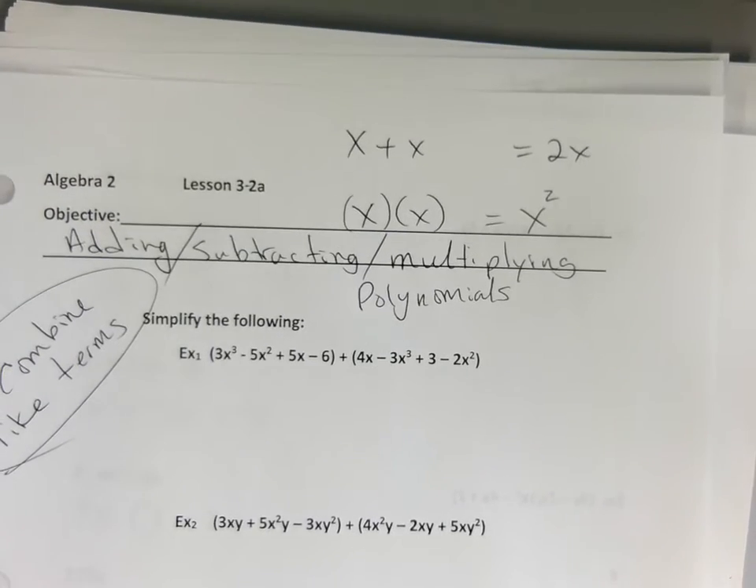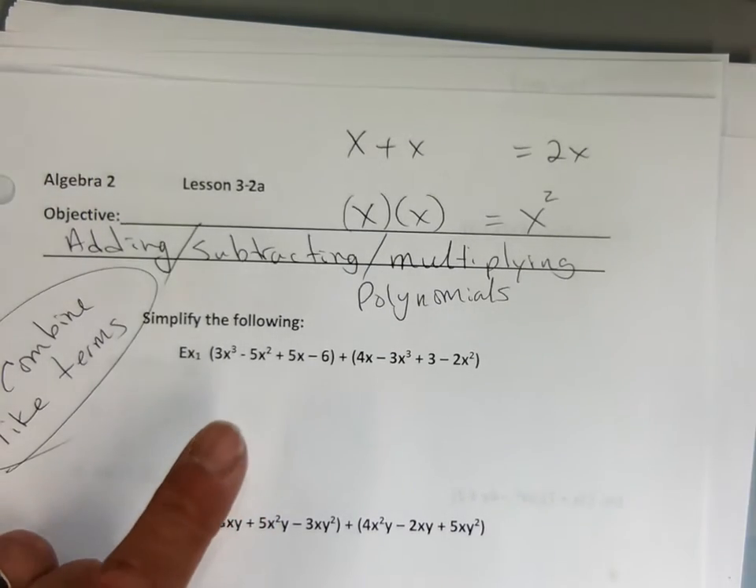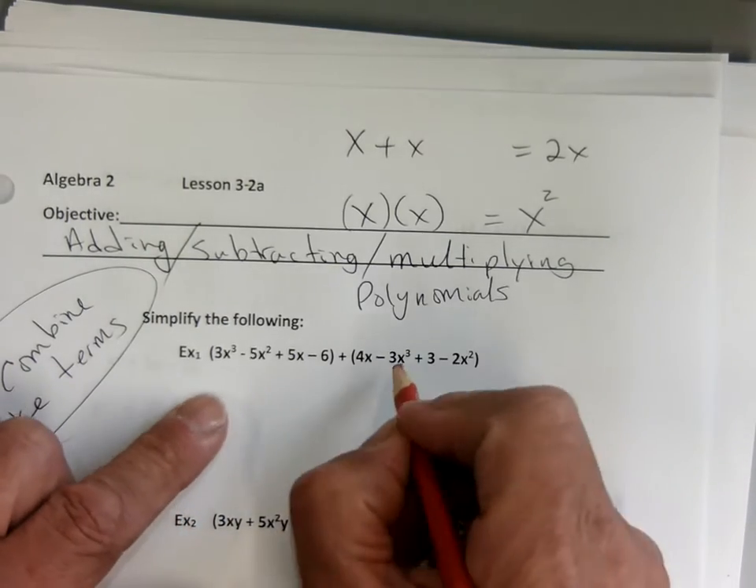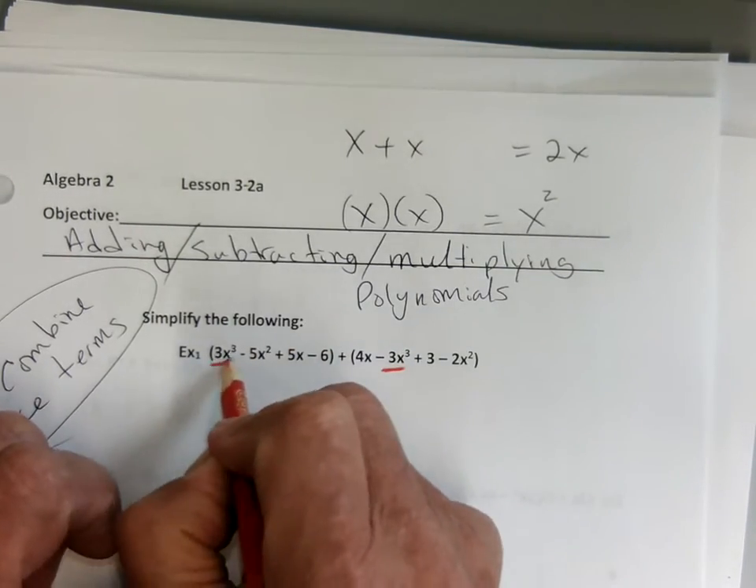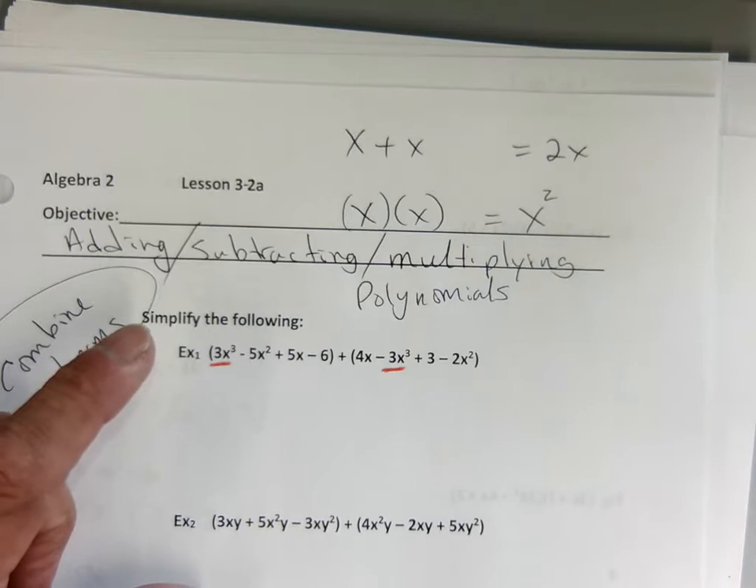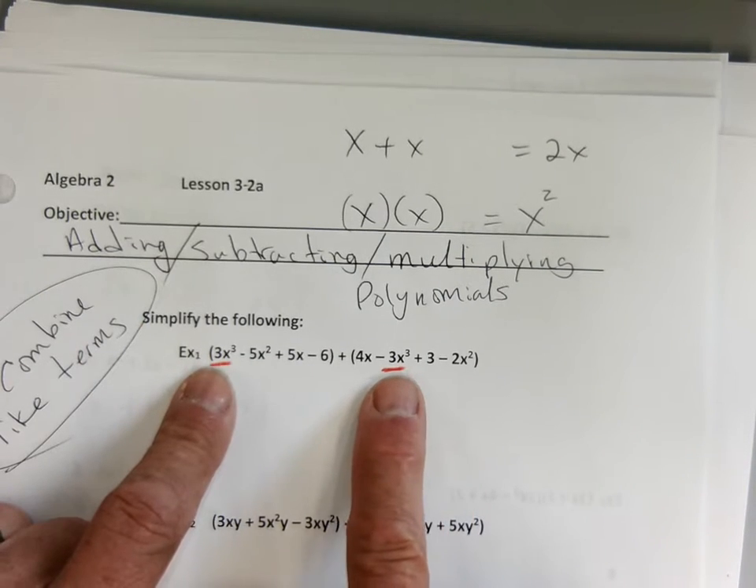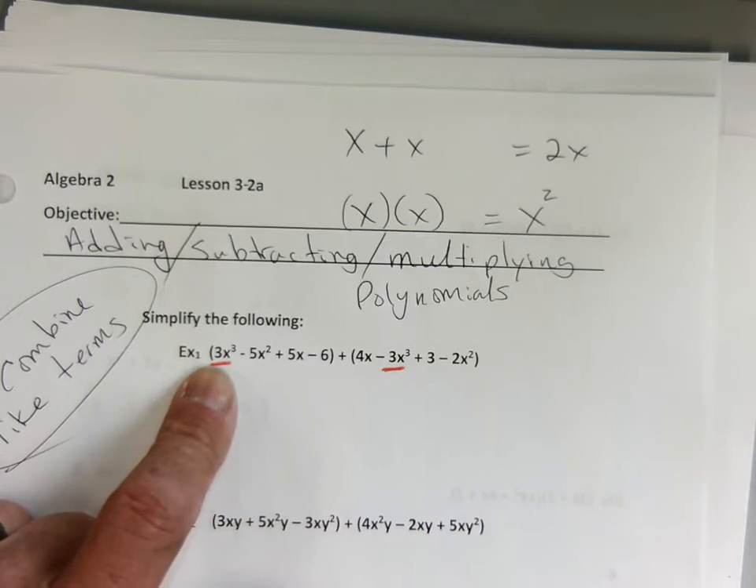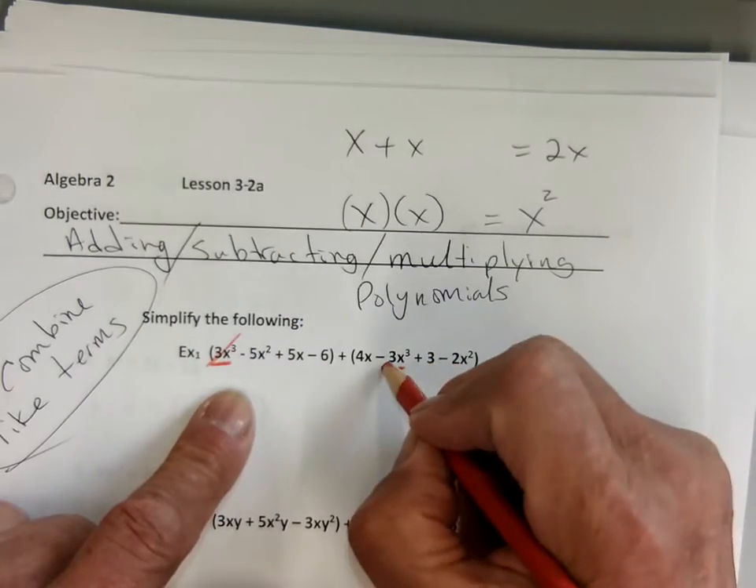Well, when I look at example 1, I notice that I've got an x cubed here and an x cubed here. So you combine them. 3x cubed and a negative 3x cubed makes really no x cubes, right? So they kind of cancel each other out. That's kind of unique about this particular one.